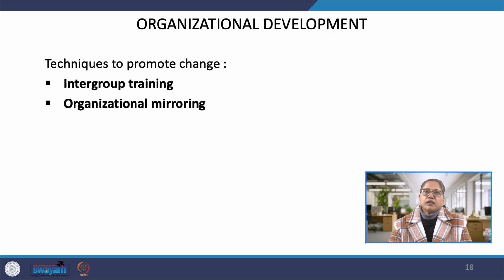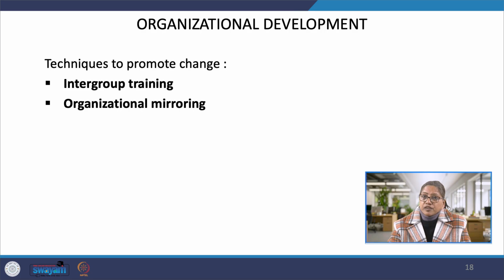Intergroup training methods use team building to improve the joint activities of different functions or divisions. Organizational mirroring is a technique where a facilitator helps two interdependent groups explore their perception of each other. That means they understand what the other group is perceiving in order to improve their interaction. It may happen that there are two groups which are always in conflict with each other, but they never come to a consensus, never resolving their issues.